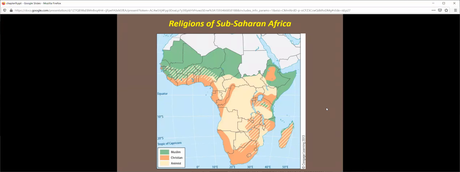Muslim, of course, as you get closer and closer to the Middle East. Christianity splattered throughout, and if we look at the colonialism that took place from the 1400s to the 1800s, you'll see why Christianity has the shapes it does. And then animism, or your tribal religions, still arguably the dominant religion of this region.